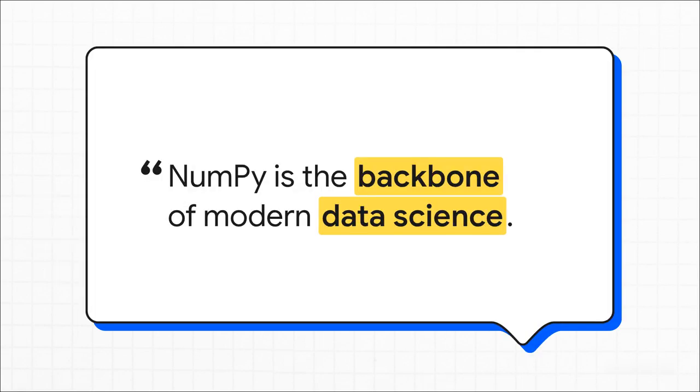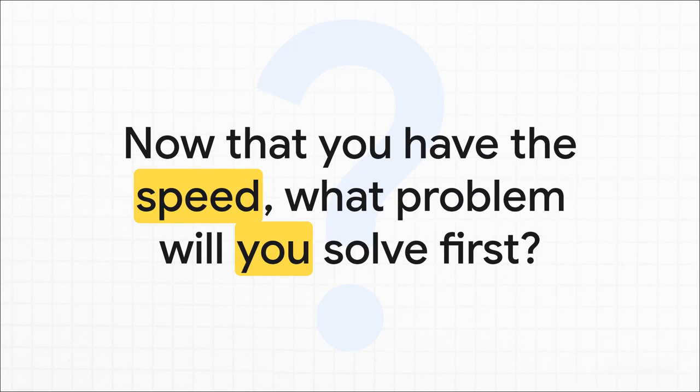I really can't say it any better than this. NumPy isn't just another library you can learn. It is the backbone of modern data science. Learning it isn't just helpful, it's absolutely essential. So there you have it. You now know the secret to unlocking incredible speed in your code. You've seen the magic of vectorization. So the only question left is, now that you have this superpower, what problem are you going to solve first?